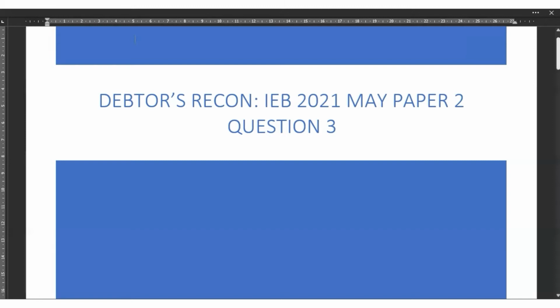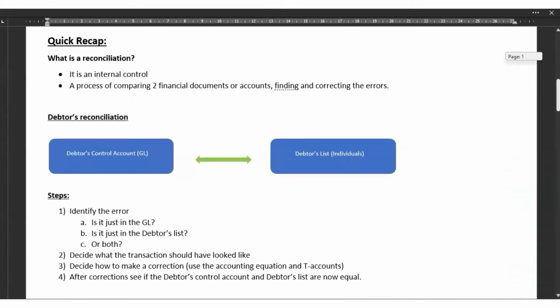All right, let's do a quick recap. So what is a reconciliation? A reconciliation is an internal control within a business. It is a process of comparing either two financial documents or two accounts, or a financial document and an account, like a statement with a general ledger account, and then finding and correcting any errors that have occurred.